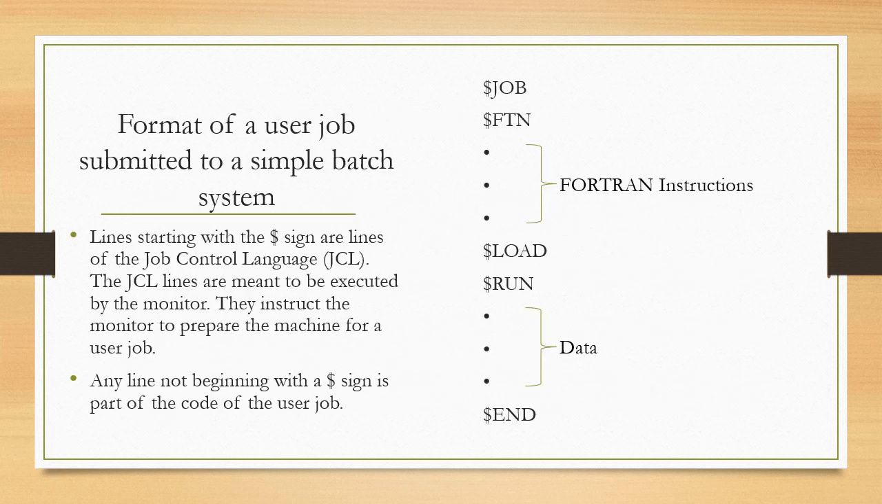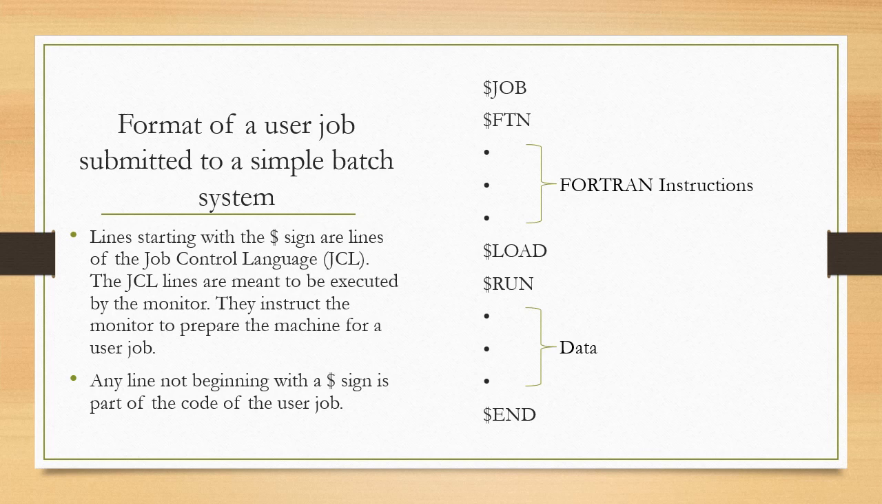Let us look at the format of a user job submitted to a simple batch system. Lines starting with the dollar sign are lines of the job control language, or JCL. The JCL lines are meant to be executed by the monitor. They instruct the monitor to prepare the machine for a user job. Any line not beginning with a dollar sign is part of the code of the user job.